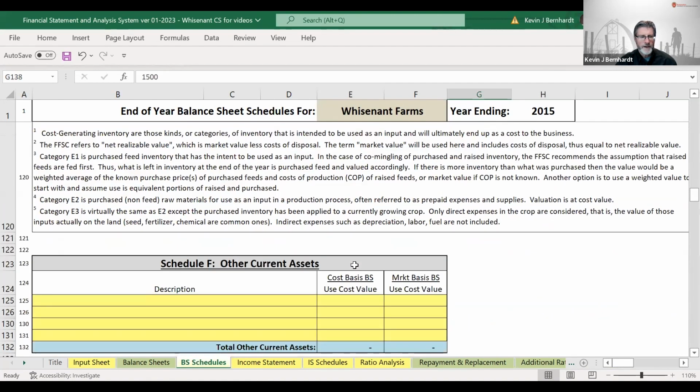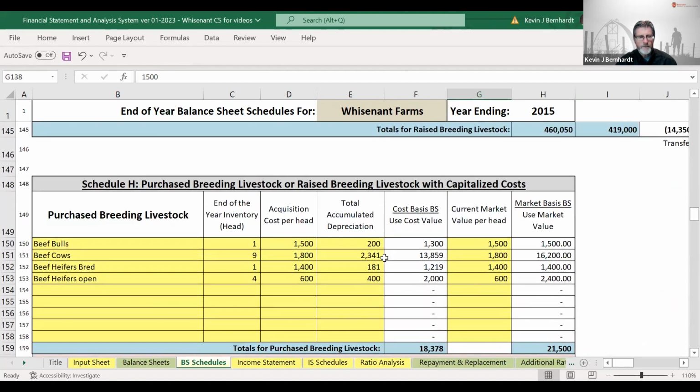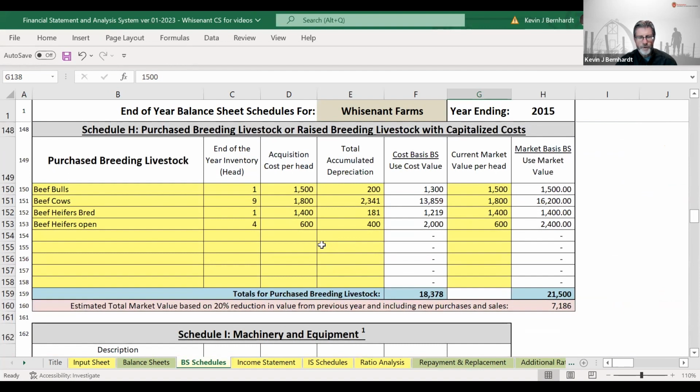We've completed both Schedule G for raised breeding livestock. We've completed Schedule H for purchased breeding livestock. So it can be confusing, especially if those animals are on the raised side. So that ends it for this video for those particular two schedules. The next video, we're going to talk about Schedules I and J, which is machinery and equipment and real estate, two other kinds of capital assets.